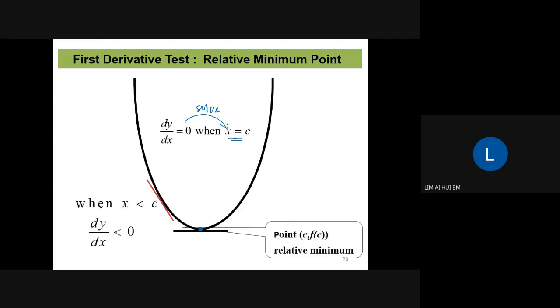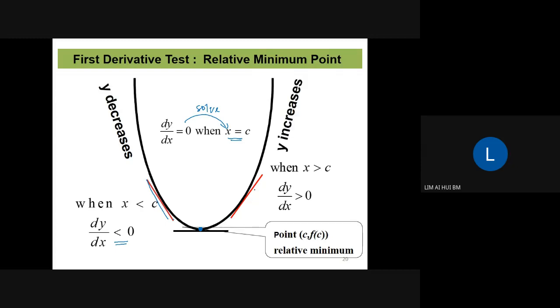Apabila you dapat dy dx nilai itu adalah kurang daripada kosong, iaitu negatif, meaning that graph ataupun bentuk you y di sebelah kiri extremum point itu adalah menurun. Y is decreasing. Then lepas tu you check dia punya sebelah kanan pula. You ganti satu nilai x which is greater than c. Substitute into your dy dx. If you got the value greater than 0, which is positive, meaning that the gradient of the tangent at the graph, which is greater than c, is increasing.